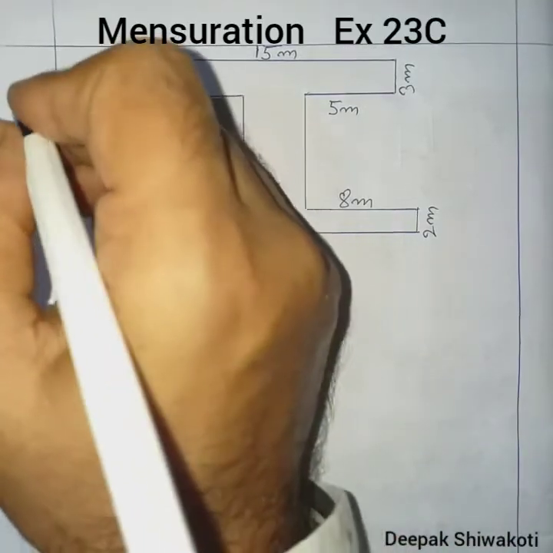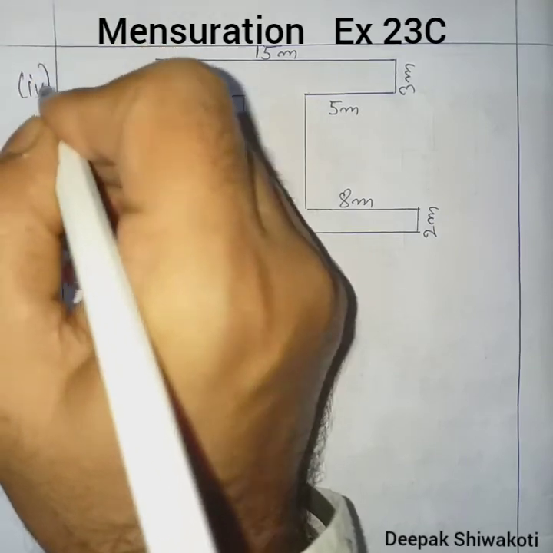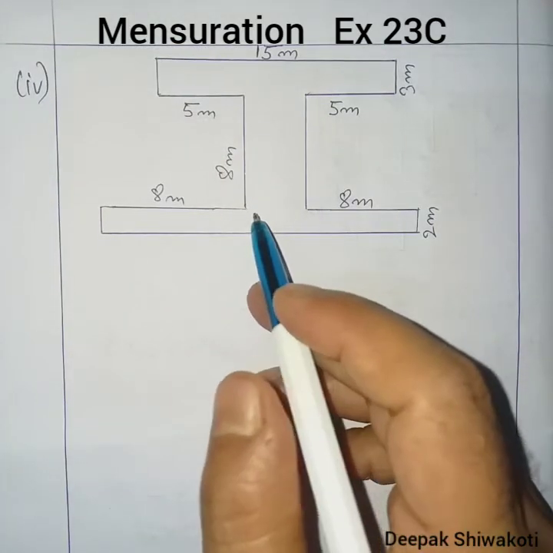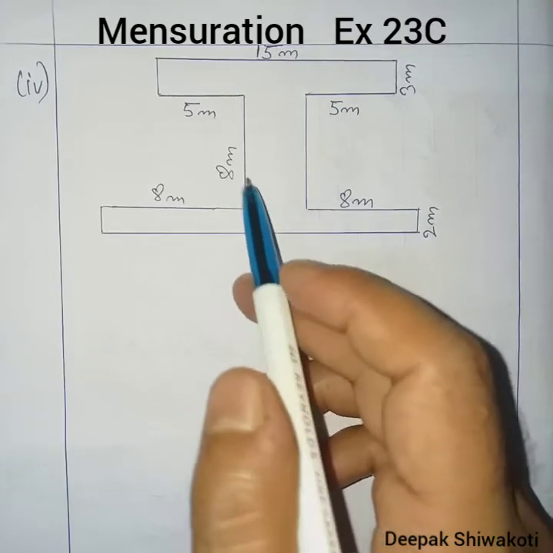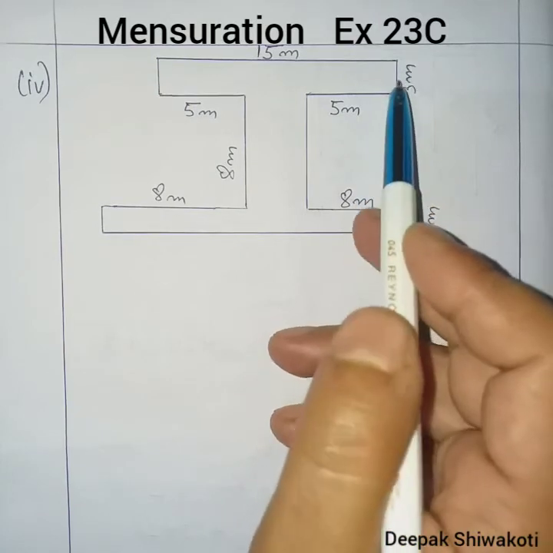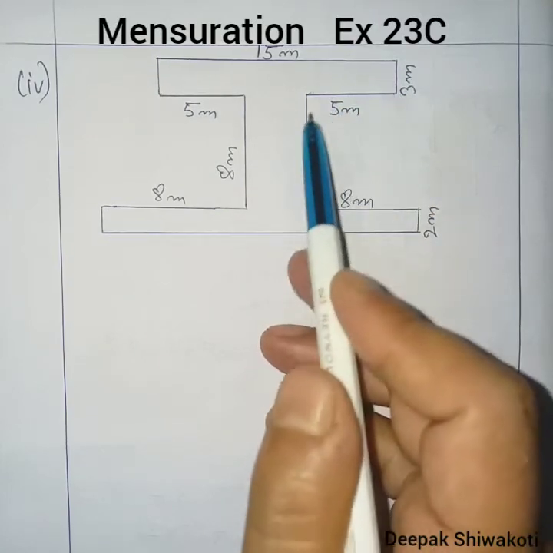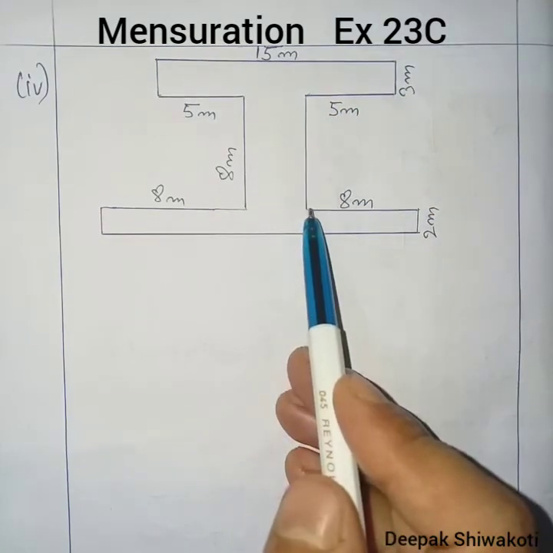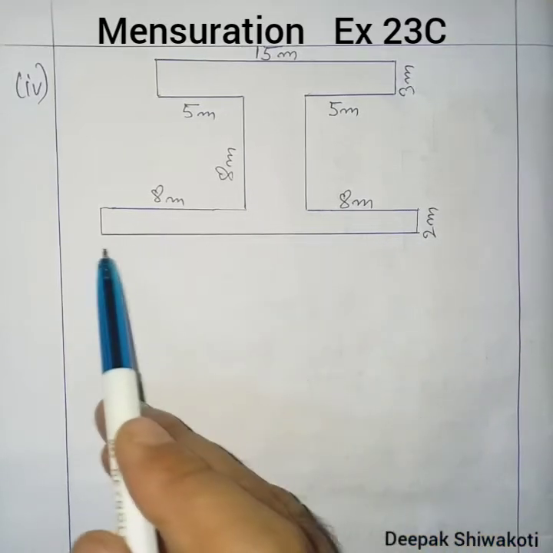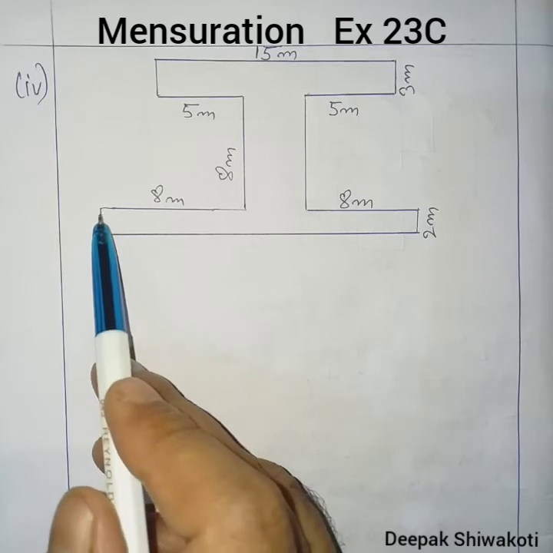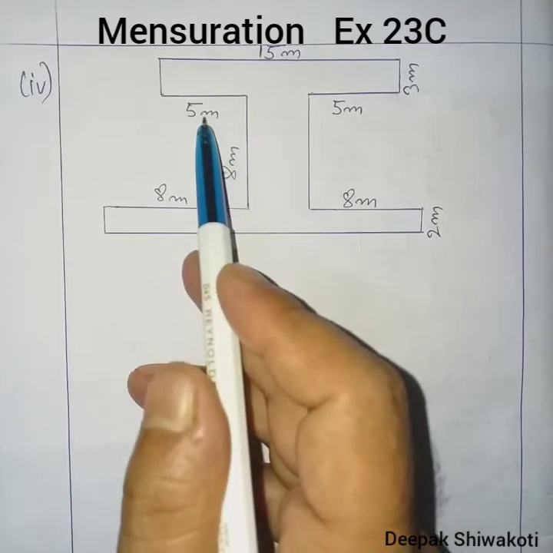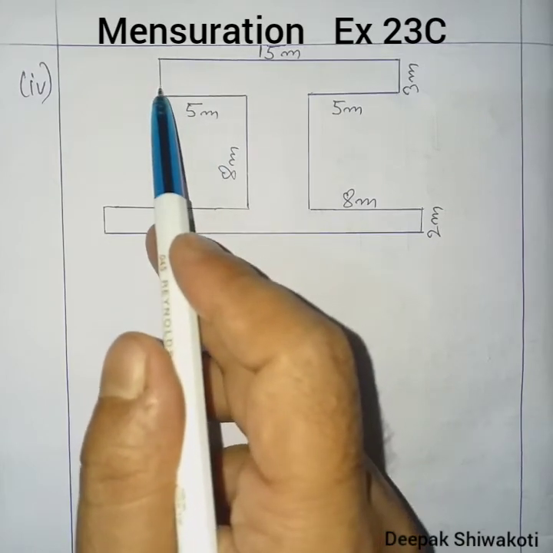Number 4, this is the figure, and we have to find the perimeter of this figure and area. Okay, the line segments given here is 15 meter here, 3 meter, 5 meter, this is missing, we have to calculate. This is 8 meter, 2 meter, and this is also missing, we have to calculate. This is missing, we have to calculate. This is 8 meter, 8 meter, 5 meter, and this is also missing, we have to calculate.